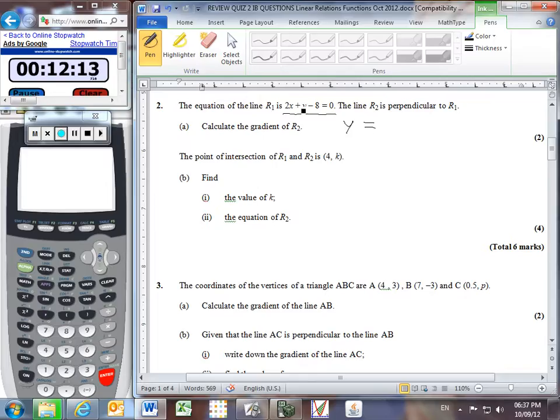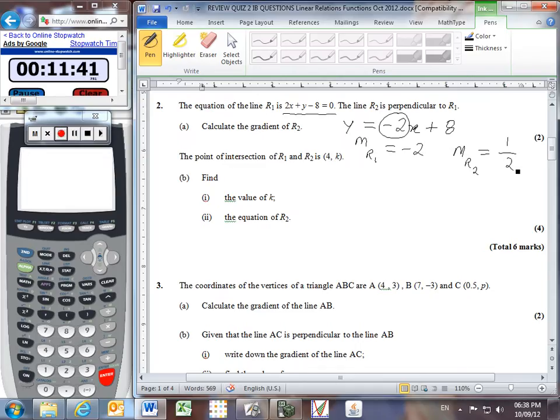So our positive 2x will move to the right and become a negative 2x, and the negative 8 will move to the right and become a positive 8. And now we can see that our slope of line R1 is equal to negative 2. We're trying to find the gradient or the slope of R2, which is perpendicular. So let's find the negative reciprocal, and the slope of R2 then is going to be the negative reciprocal. This was negative, it's now positive, and the reciprocal is 1/2.